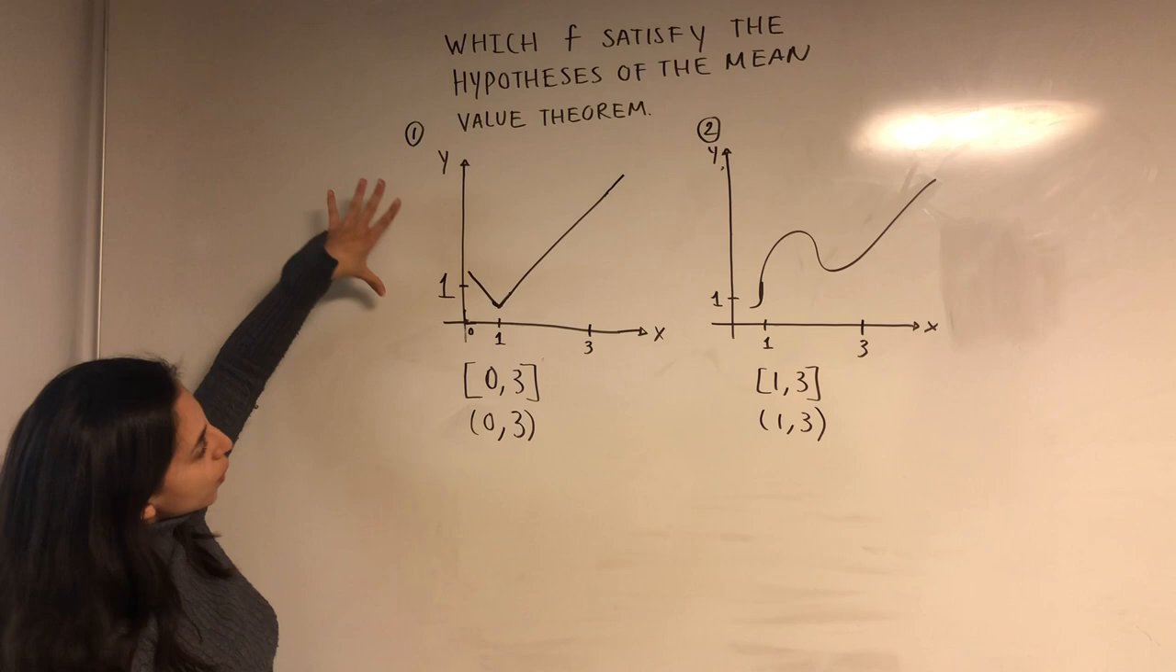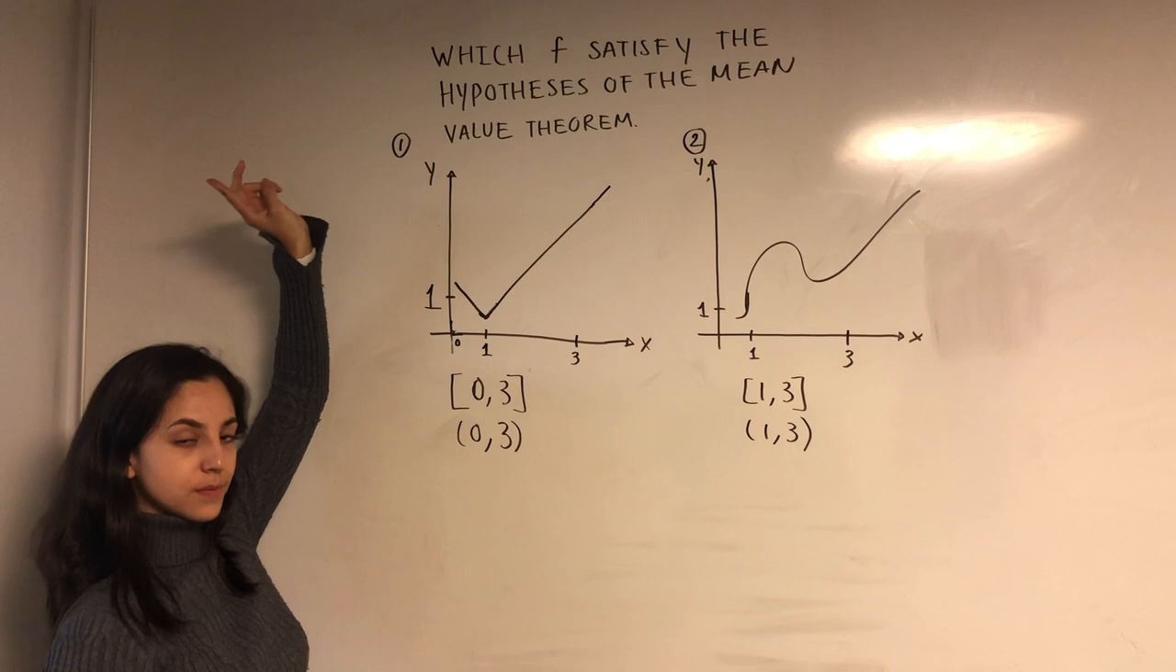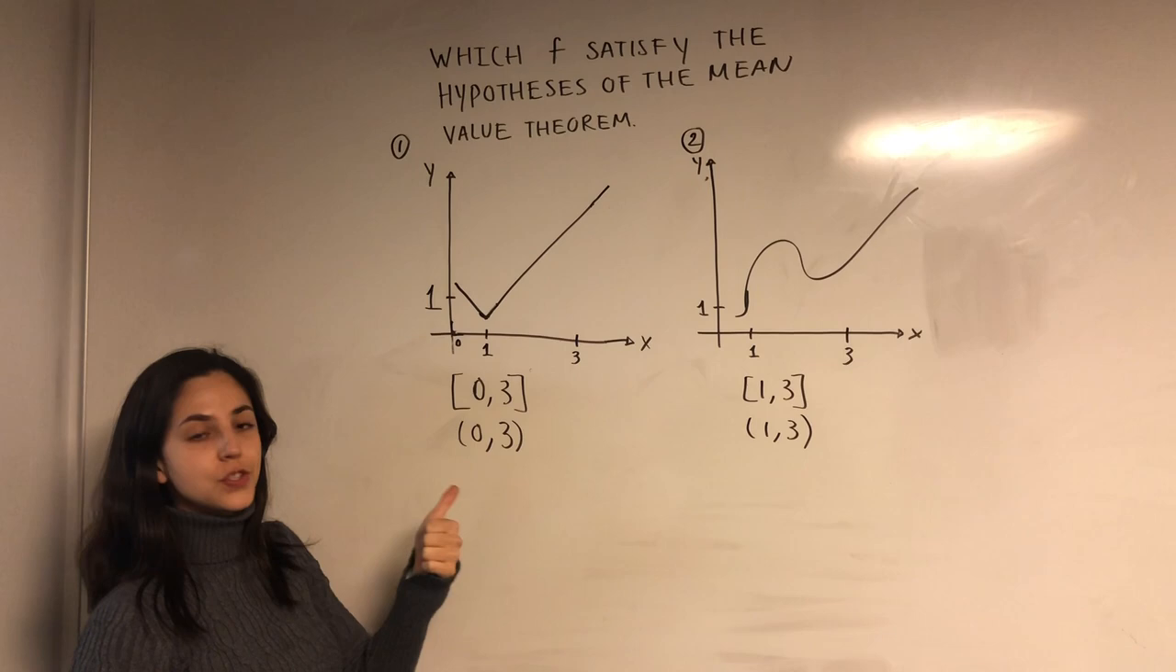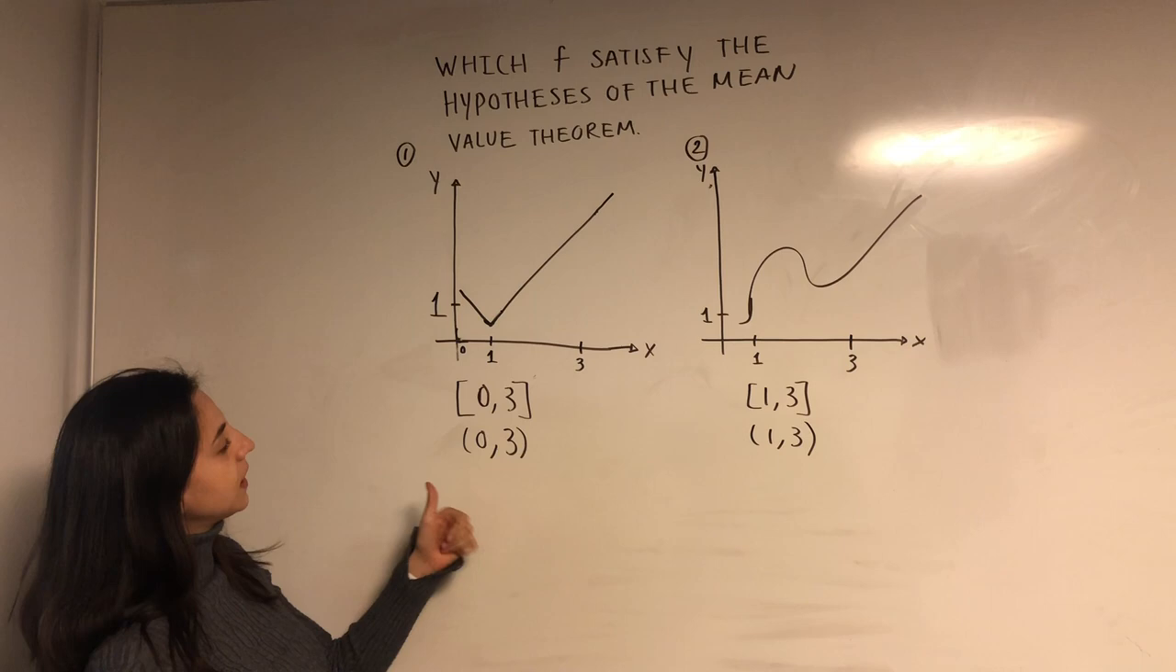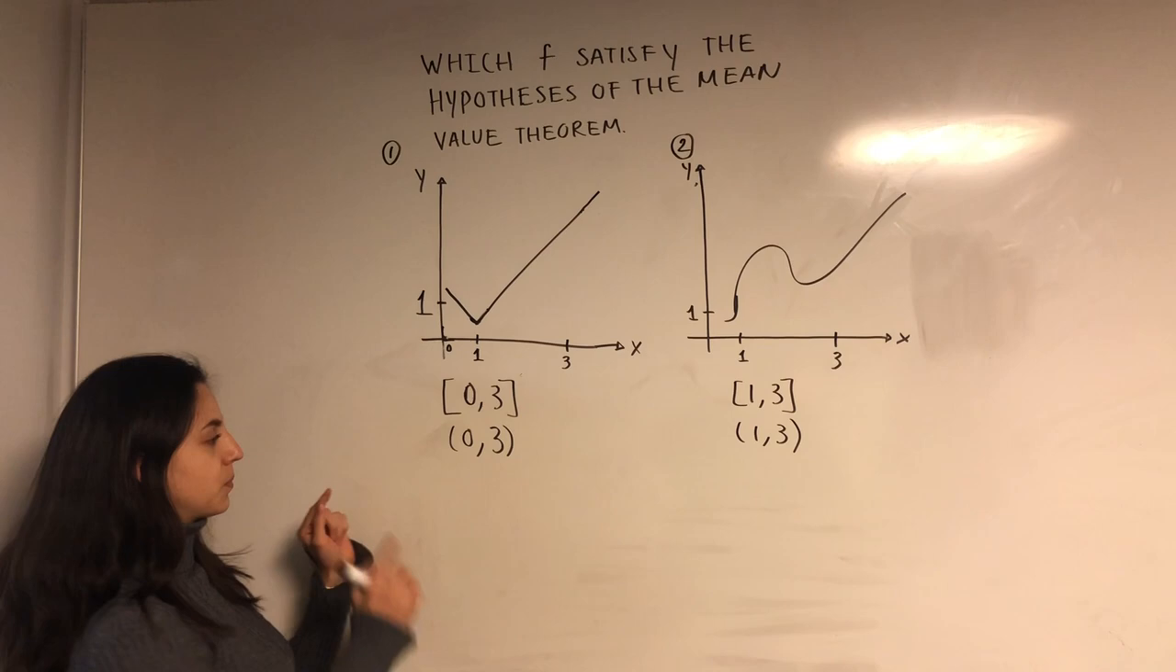Okay, so now we have two different functions here, and we want to know which of these satisfy the hypotheses of the mean value theorem. There are two conditions in order for a function to satisfy the theorem: it has to be continuous on the closed interval a comma b, in this case 0 comma 3, and it has to be differentiable on the open interval 0 comma 3.